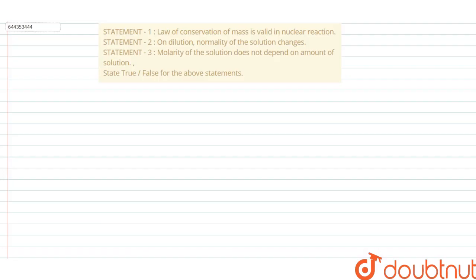Hello, welcome to Doubtnut. We have some statements in the question and we have to state true or false for each. Let us read the statements first. Statement 1: law of conservation of mass is valid in nuclear reaction. Statement 2: on dilution normality of solution changes. Statement 3: molarity of solution does not depend upon the amount of solution. We have to state whether each of them is true or false.